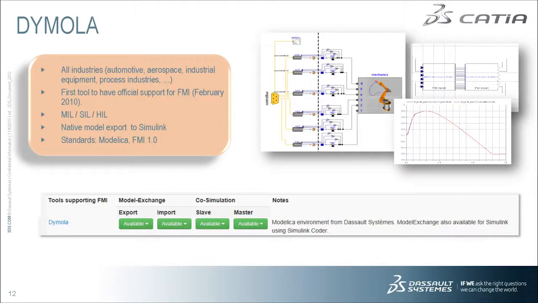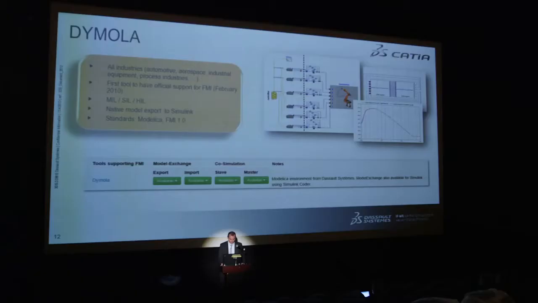So Dymola is quite famous for modeling and simulation based on Modelica. We already discussed it. It supports FMI 1.0. There is also native model export to Simulink, for instance. And this is a screenshot of the FMI standard website. Here, all the tests are green. So many cross-checking tests have been done.